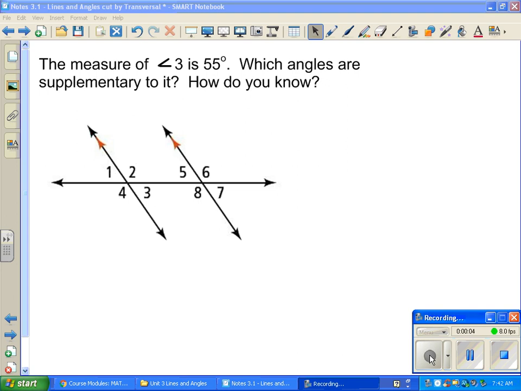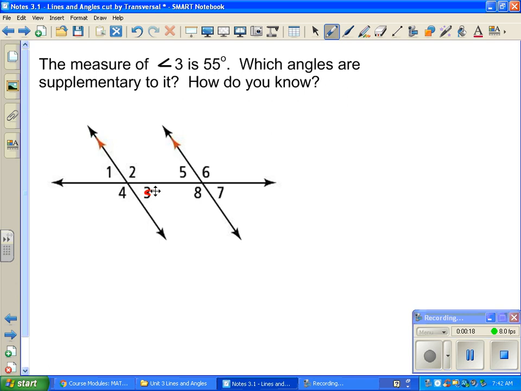Okay, for our second part of our lesson about lines cut by a transversal, we're actually going to be finding measurements. So in this first example, they tell us the measure of angle 3 is 55. And as you can see, that angle is between the two parallel lines. And how I know these lines are parallel, these little red arrows here point in the same direction, showing that they're parallel. It says which angles are supplementary to it, and how do you know?